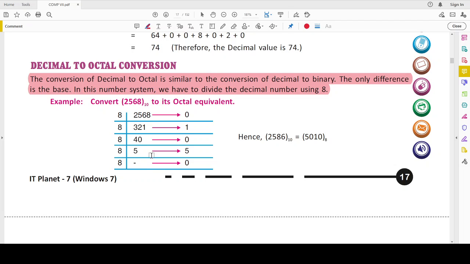See, we have taken 5 over here and nothing is left. So 5, 0, 1, 0 written in the reverse order that we have got the remainder will give you the corresponding octal number. So 2586 is equal to 5010. So you will divide, get the quotient over here, write the remainder over here. Again divide, get the quotient, get the remainder, again divide.